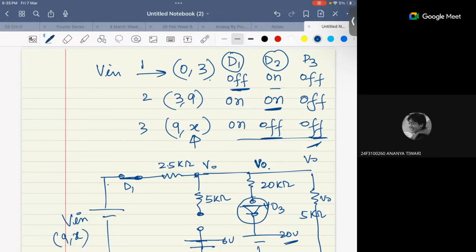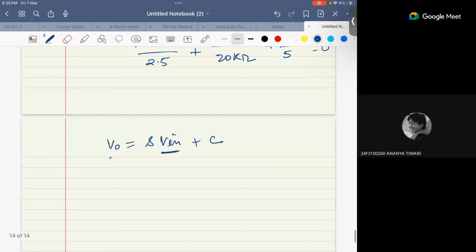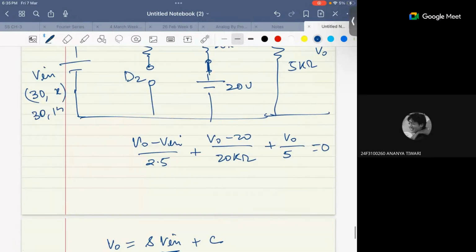So earlier one of the diodes was off, then on, off, on. So all has been done, right? Now from 30 to 150, because 150 was given, right? So 30 to 150, this will be following.